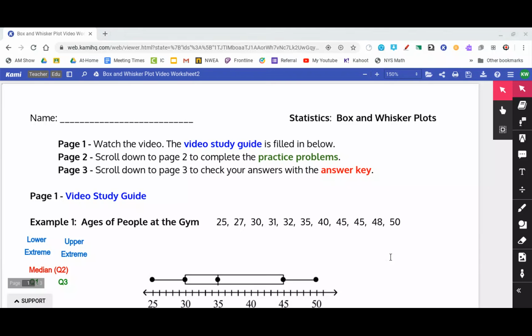Hi guys, today I'm going to go over Box and Whisker plots. I'd like you guys to watch as I go over page 1, then scroll down to page 2 and complete some practice problems, and finally scroll to page 3 to check over your answers.